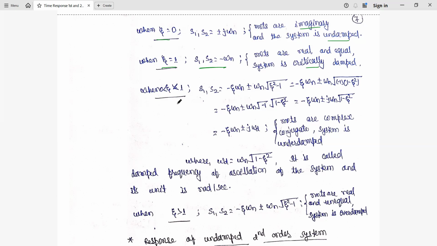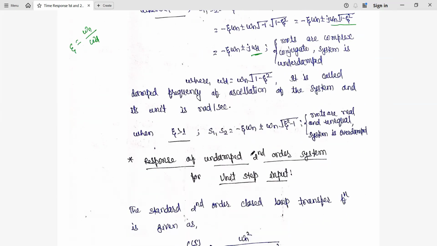When we have the damping ratio between 0 and 1, we arrange the roots. Inside the square root we write 1 minus the square of the damping ratio. For that, minus 1 is taken as common, and minus 1 is j square. So outside we have j, and omega n root under 1 minus square of the damping ratio is taken as omega d, which is called the damped frequency. So the roots are given as minus damping ratio omega n plus minus j into omega d, where omega d is the damped frequency.